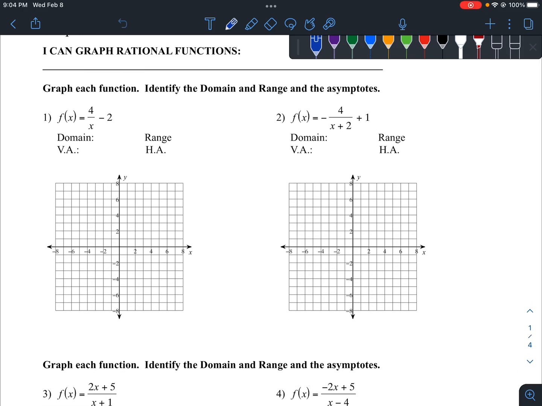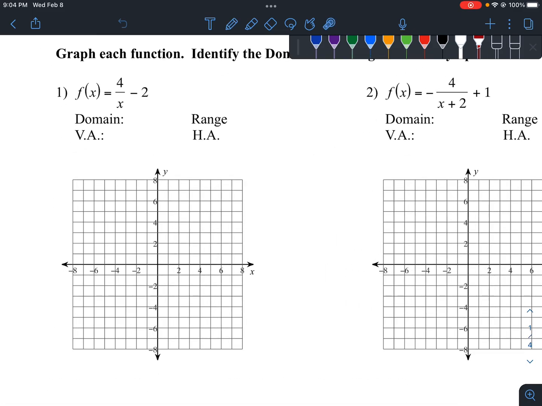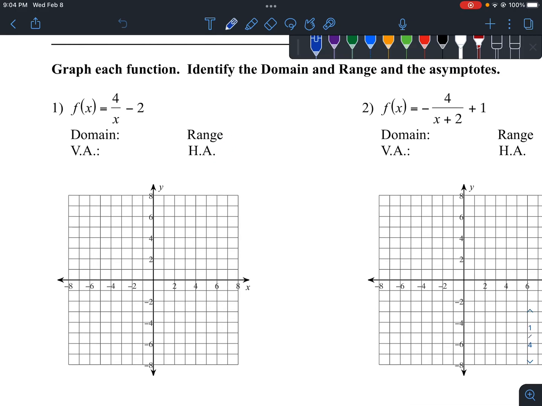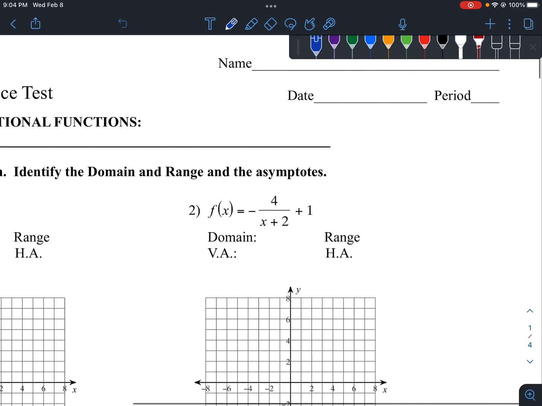Alright, so just so we know: domain, x variables; range, y variables. VA stands for the vertical asymptote. Horizontal asymptote is HA. Domain and vertical asymptote will be very similar. Range and horizontal asymptote, again, those will be very similar. So let's review just a little bit the format of these right here.